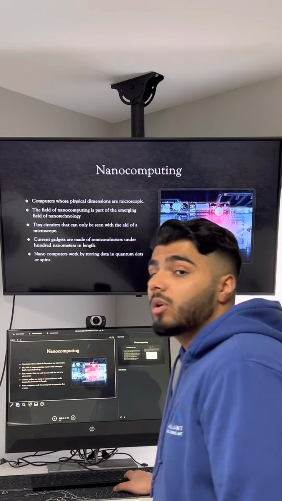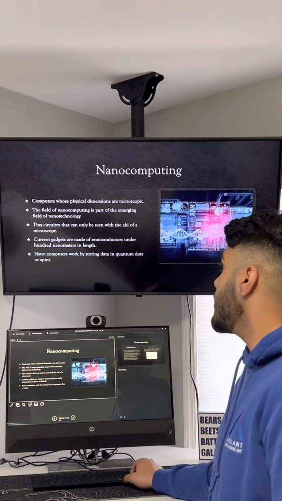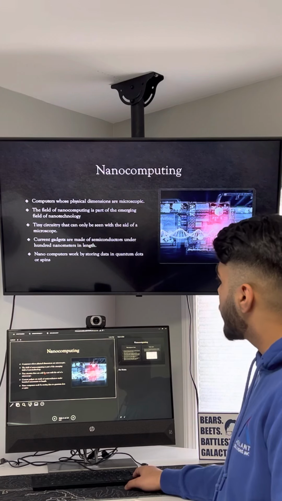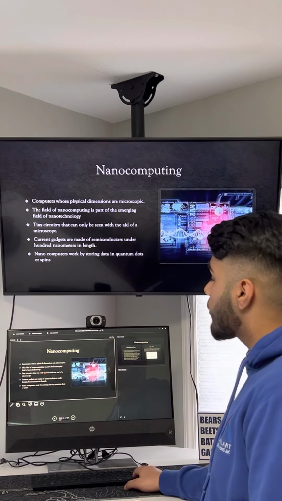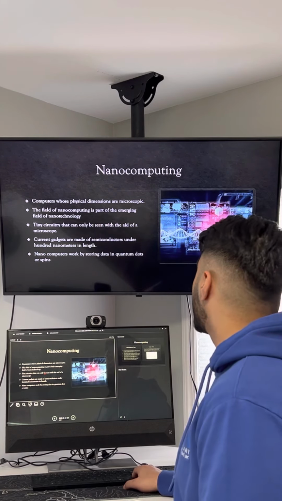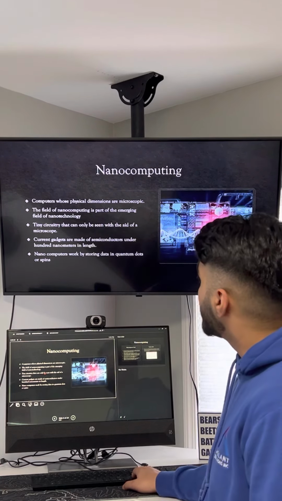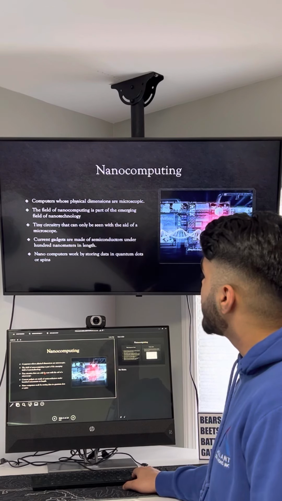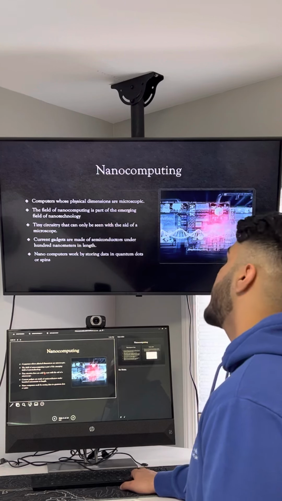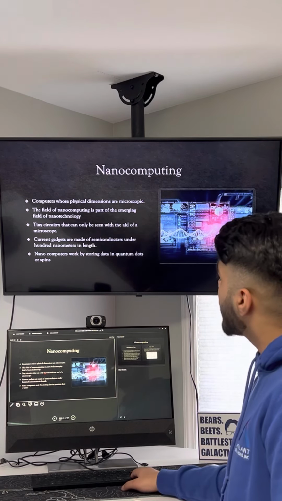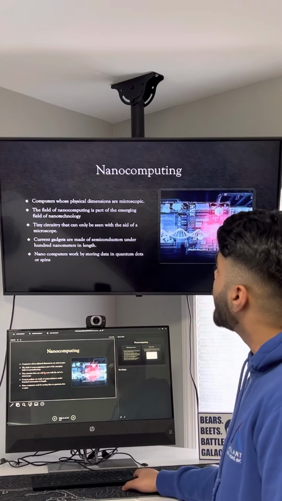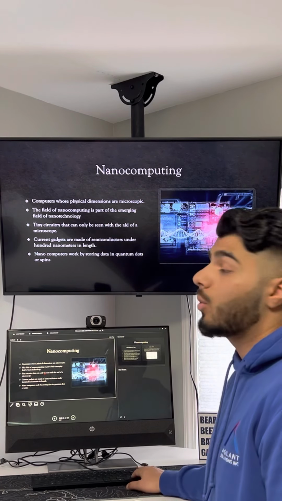All right, nanocomputing is the next topic. So nanocomputing is computers whose physical dimensions are microscopic. The field of nanotechnology is an emerging field, yes. Tiny circuitry that can only be seen with the aid of a microscope. Current gadgets are made of semiconductors under 100 nanometers in length. Nanocomputers work more by storing in quantum dots or spins.